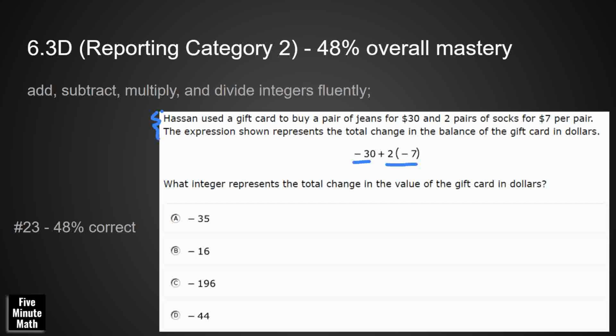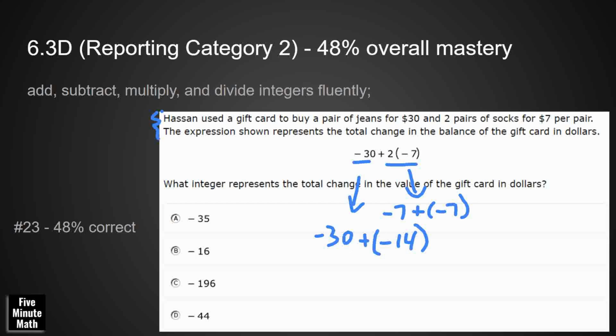Well, I've got the minus 30, so we're taking away 30. What happens when you add 2 times negative 7? Well, two sets of negative 7, right, is really like negative 7 plus negative 7. That's what this turns into. So if I add two negative 7s, I'm going to get negative 14. So now, if I bring this down, I've got negative 30 plus, I'll put parentheses so it doesn't look strange, negative 30 plus negative 14.